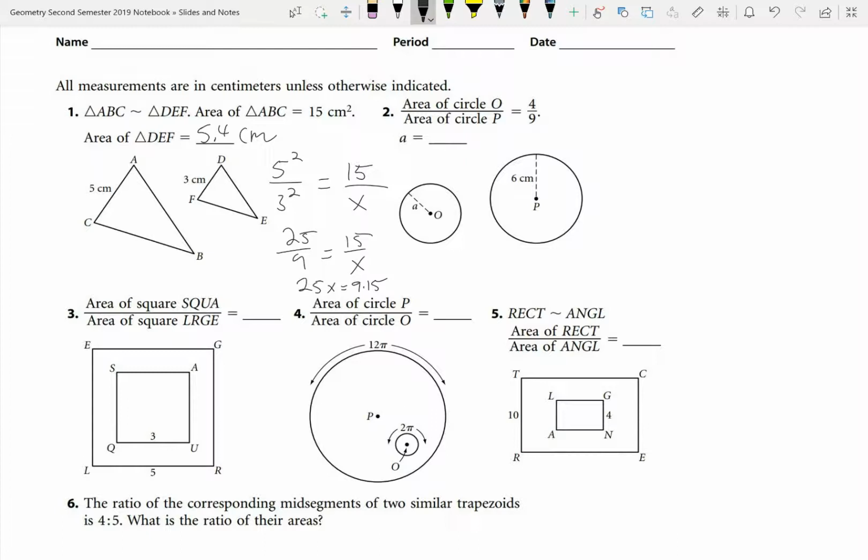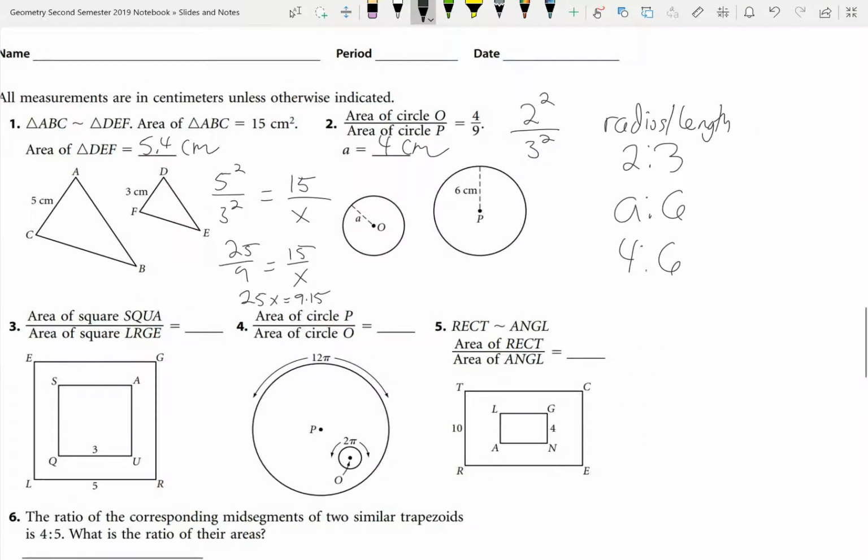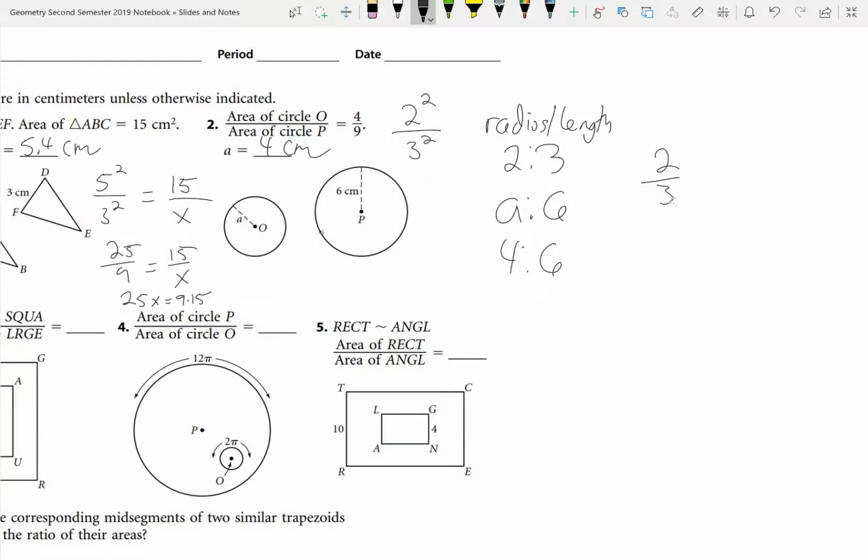So the ratio of the areas of two circles is 4 to 9. Think of that as 2 squared over 3 squared. And so the ratio of the radii, or the lengths, is going to be 2 to 3, right? So if you have a to 6, what would a be? Well, a would be 4 to have that same ratio. You could also set up a proportion: 2 over 3 equals a over 6, and then cross multiply, and you would get 4.